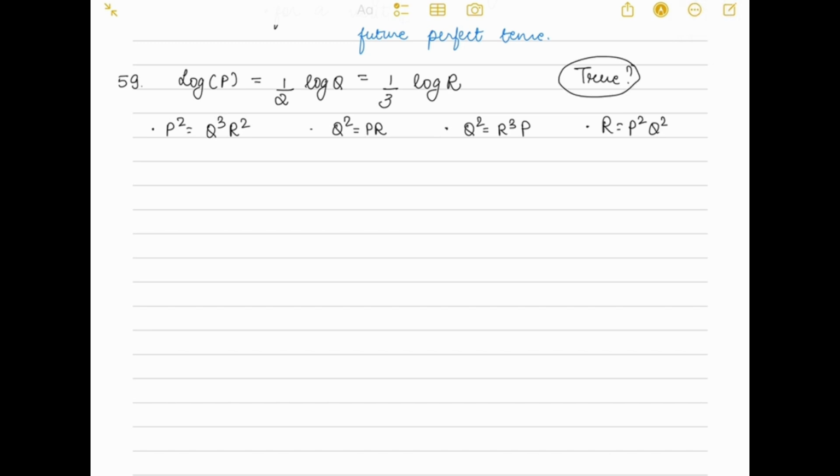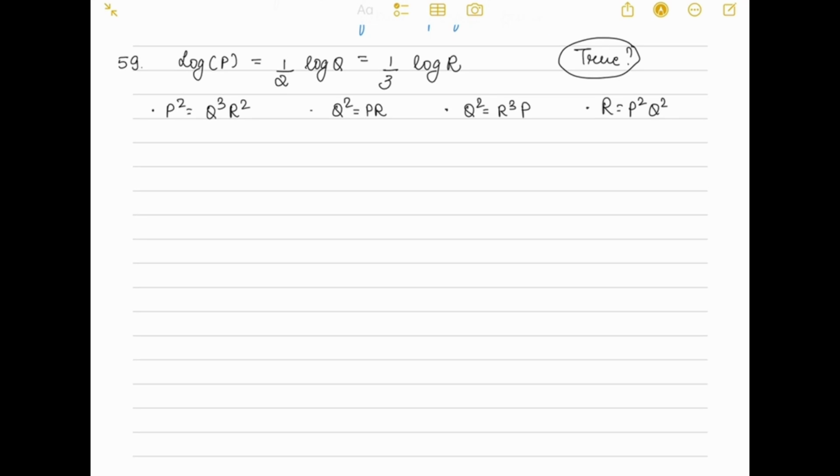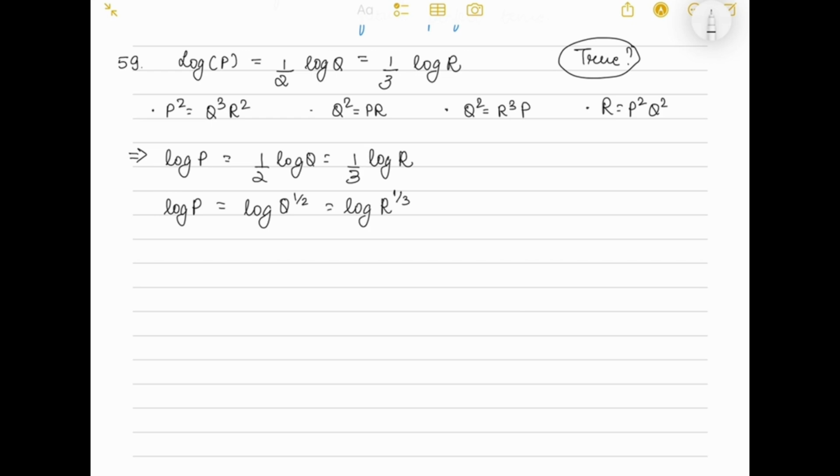So basically what we do is write log p is equal to 1 by 2 log q, which is equal to 1 by 3 log r. Then, according to this, log p is equal to log q times 1 by 2, which is equal to log r times 1 by 3.